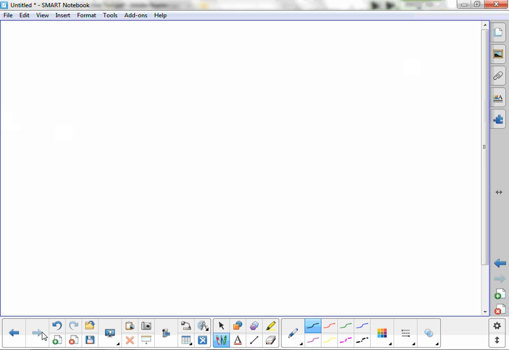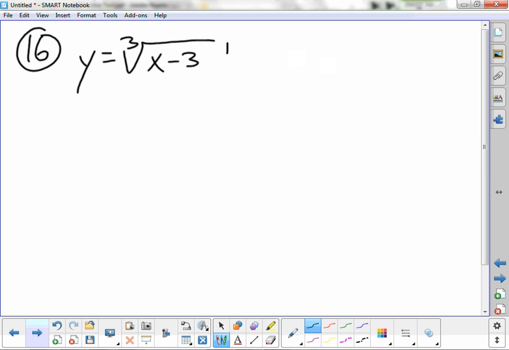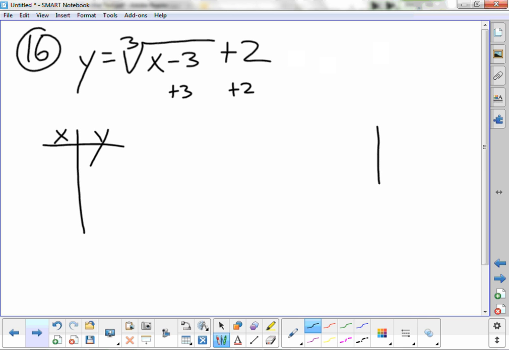Looks like 16 was the next one, so the graphing one. 16 says y equals the cube root of x minus 3 plus 2. The way I showed you guys this is just to keep track of your shift. So your horizontal shift is plus 3, and your vertical shift is plus 2. Make your two tables, x, y, and another table over here, x, y. This one will be our shifted table, so I'm going to add 3 to my x values and then add 2 to my y values.